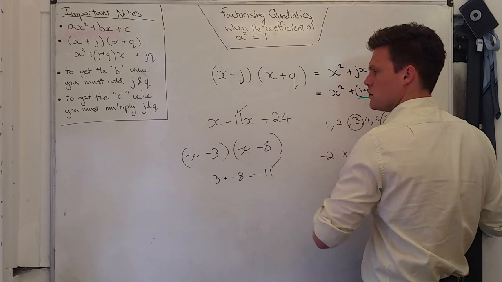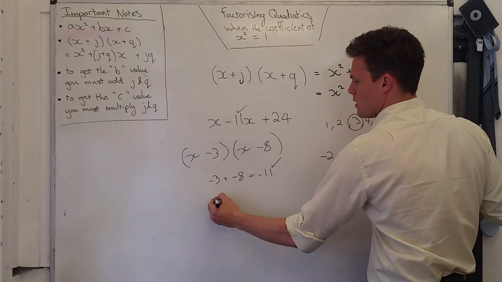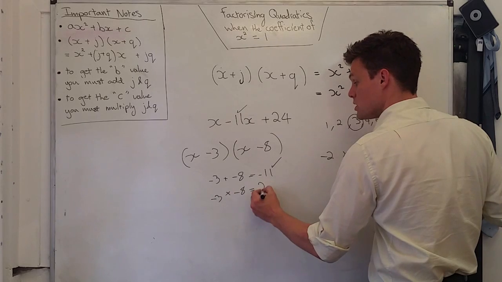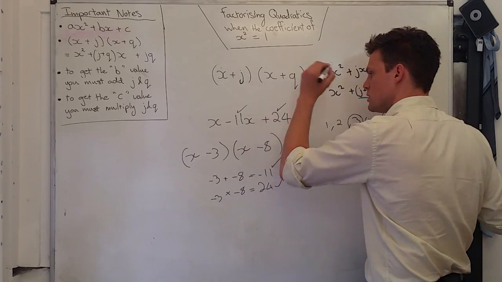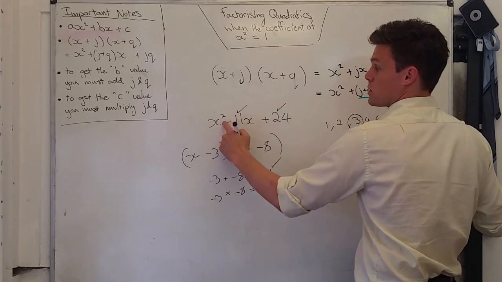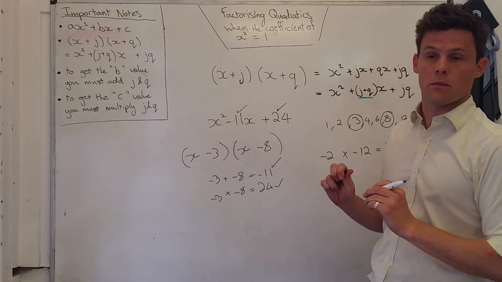That's what we want. And negative 3 times negative 8 is going to give me a positive 24, which is exactly what I want. And obviously x times x gives me x squared. I'm sorry, that was meant to be x squared right from the beginning.